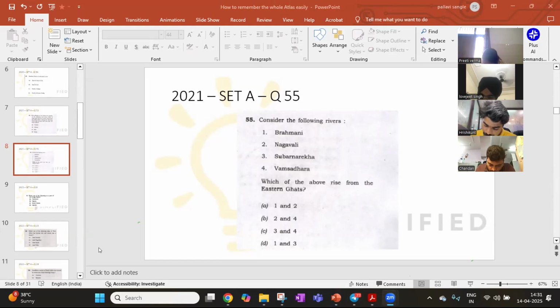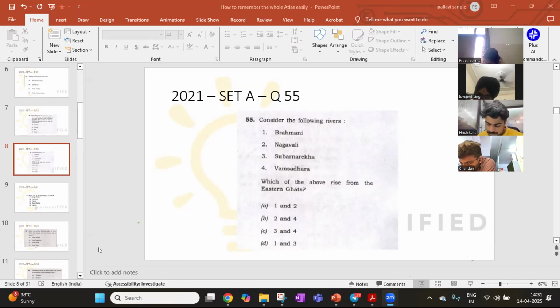Trace Godavari. If you see in the political map now, Godavari will start from Maharashtra, right? It will enter Telangana. It will form a border between Maharashtra and Telangana. Then it will flow into Telangana again. Then it will go to Andhra Pradesh. Okay, so many states it's flowing.